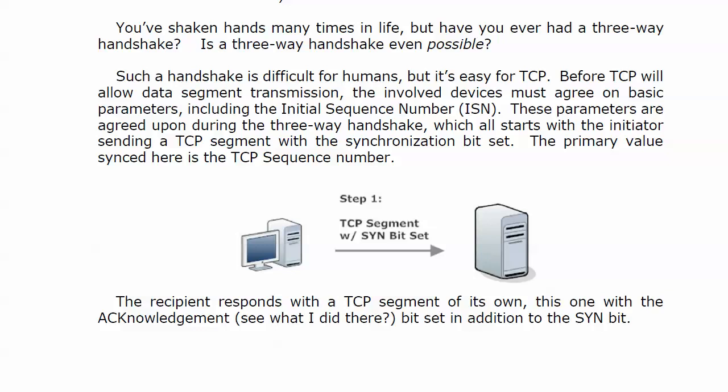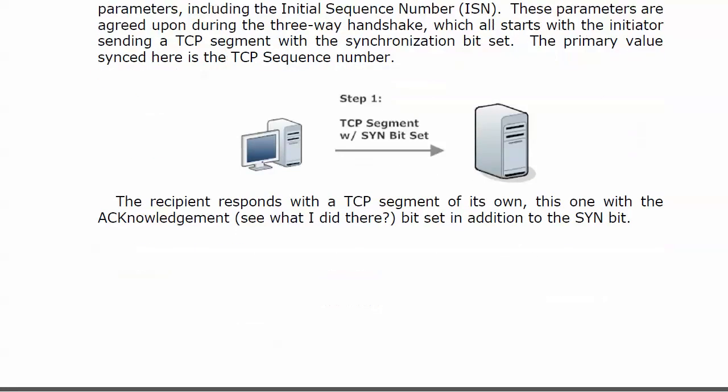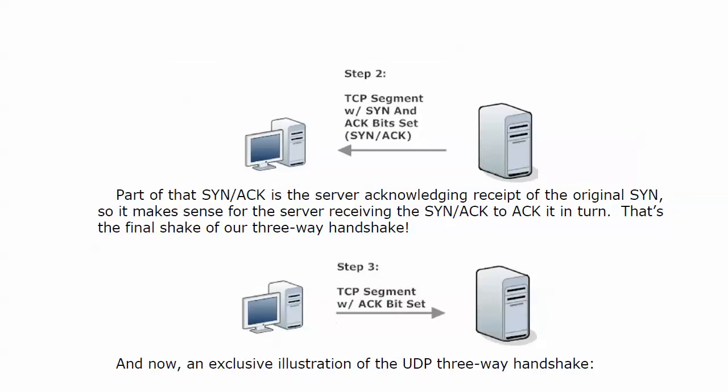And what happens is the recipient of this responds with a TCP segment of its own, and that one has the acknowledgement bit set. See what I did there? ACK. In addition to the SYN bit. So at this point, with step 2 of the three-way handshake, we have a TCP segment going back with the SYN and the ACK bit set, which is usually just referred to as a SYN-ACK.